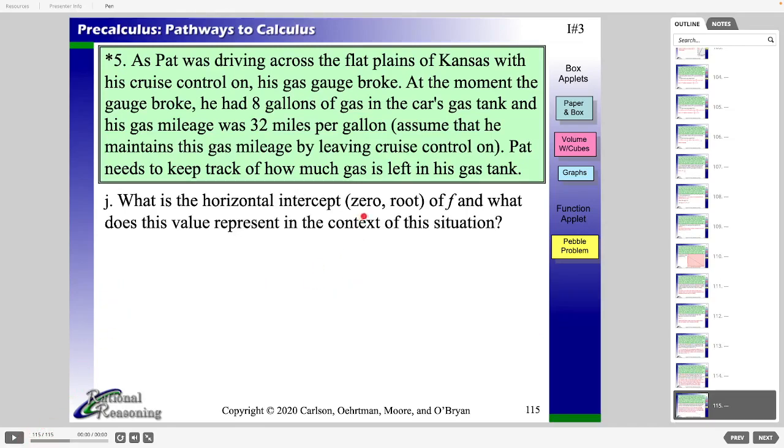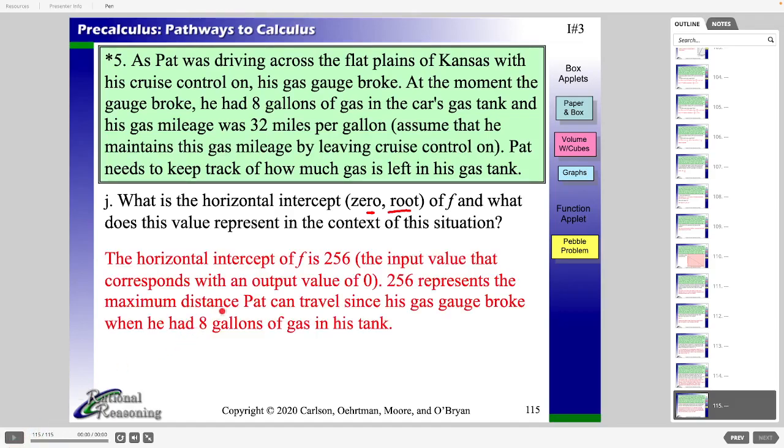The horizontal intercept, which is a 0 or the root, that's where it crosses. And again, that's when y becomes 0. So that was 256, 0. So after 256 miles, y becomes 0. That's the x-intercept. After 256 miles. We saw that from the graph. And we can also see that that means that all 8 gallons would have been used. And that is the last slide we have for this.